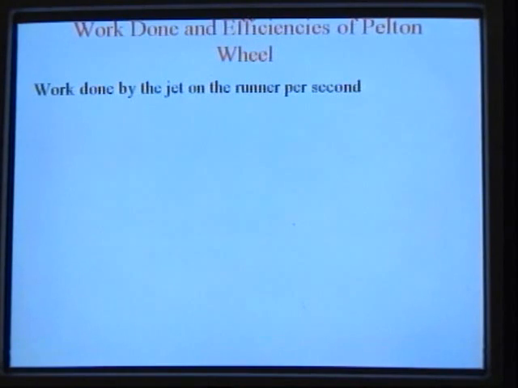Work done by the jet on the runner per second is given by force into distance travelled per unit time. Since the distance travelled per unit time is u, therefore we get work done is equal to rho a v1 into (Vw1 plus Vw2) into u.